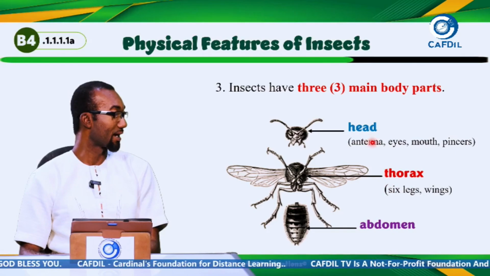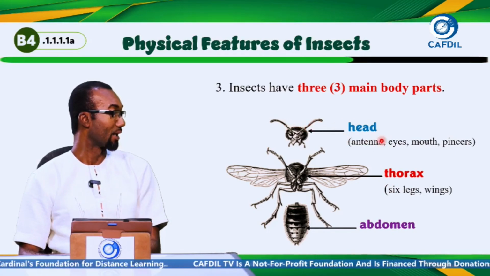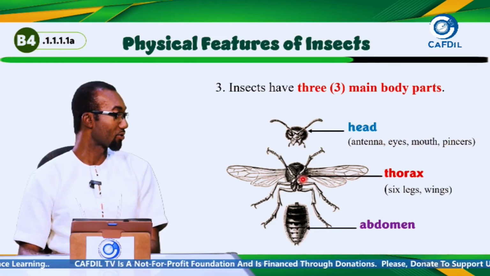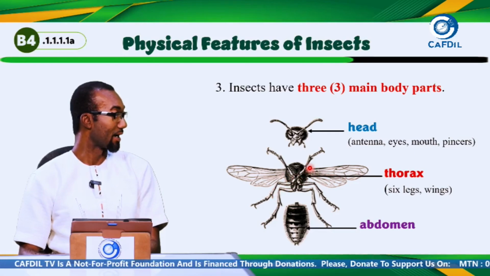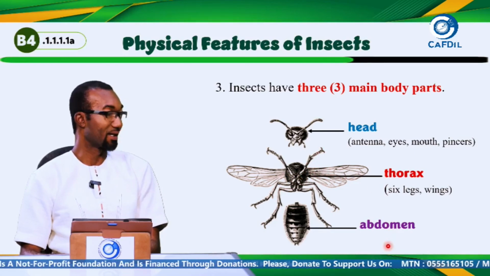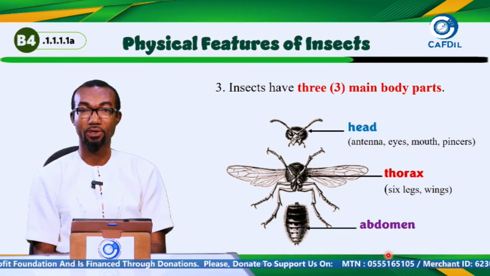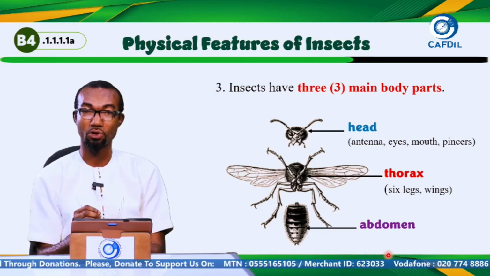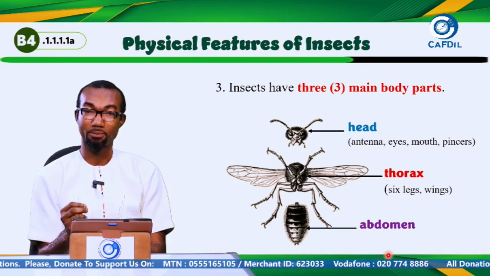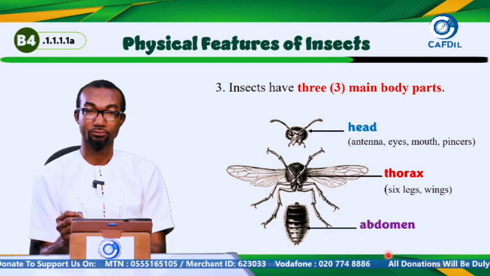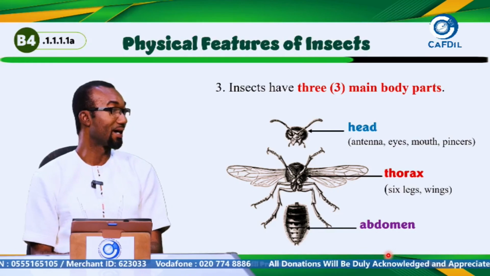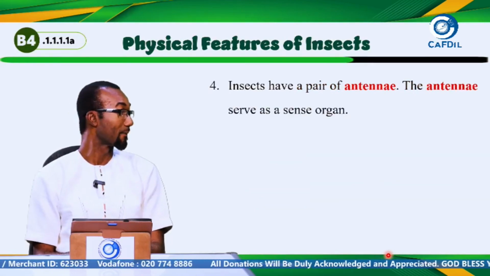The head contains the antenna. This is what you call the antenna, what you see here. And then the eyes, the mouth, the pincers. And then the thorax also contains the 6 legs and then the wings. Then the last one is the abdomen. So insects have 3 main body parts. So the first one is that they are small. The second that we talked about is that they have 6 legs. And the third one is that they have 3 main body parts.